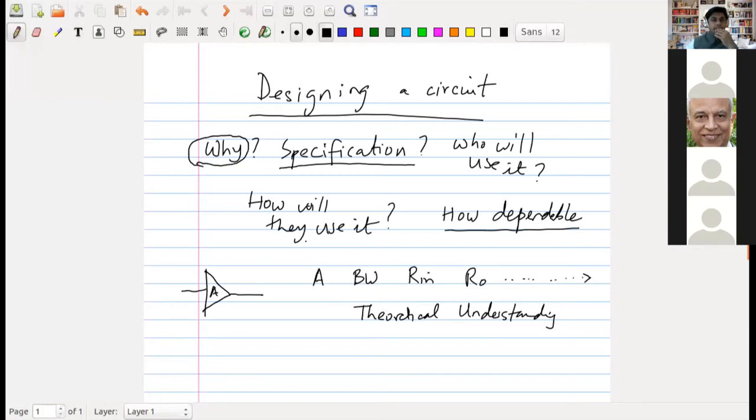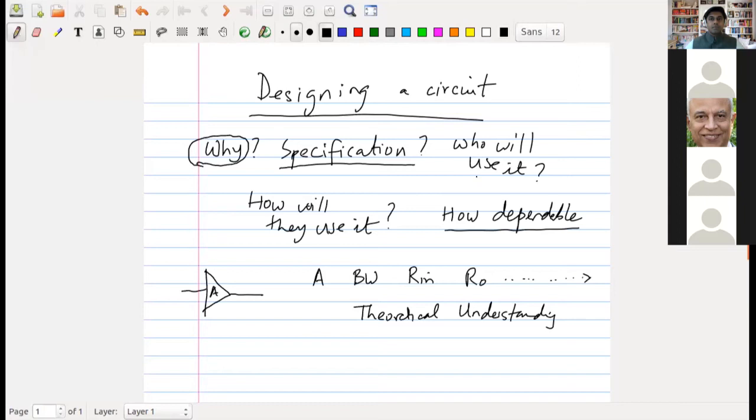So my point here is that when you design a circuit, or put a circuit together, of course it's an activity, but that activity has to have some meaning. And the first question is why, and then what. That is the specification. Then we ask the next question, which is who will use it? Will you use it? Will nobody use it?